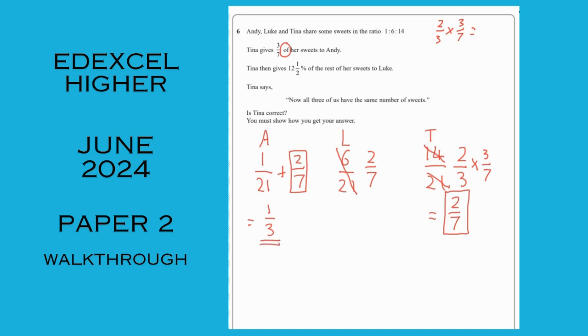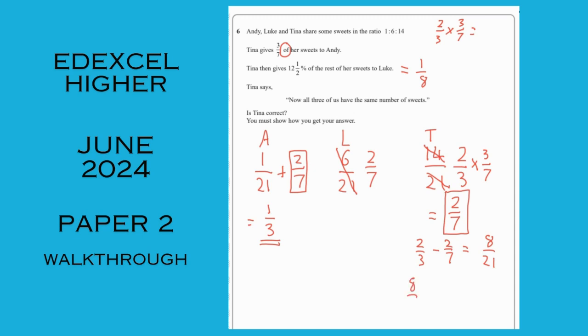We then move on. Next part of the question. We need to know how much of the original sweets Tina had. So we do a takeaway. She had 2/3. She loses 2/7 to Andy. She's left with 8 over 21 of the total sweets. But as you can see, third line down, 12.5%. Hopefully you recognise that. That's an eighth.